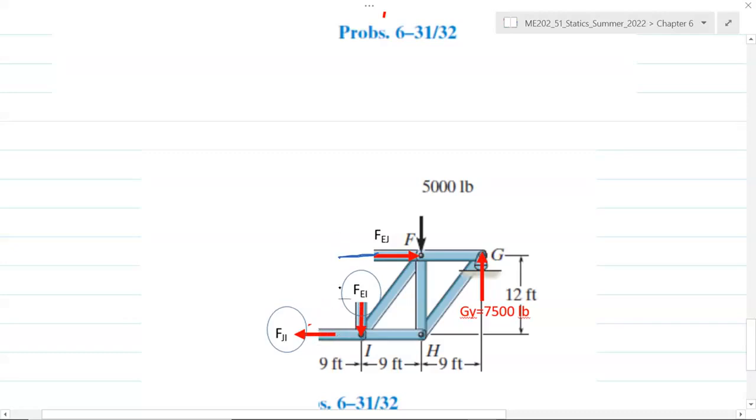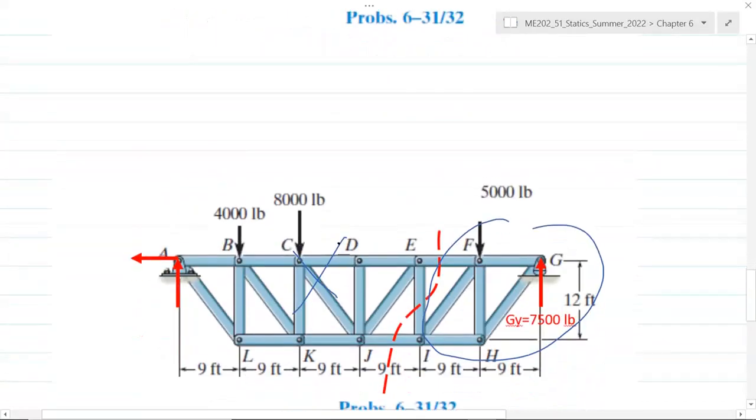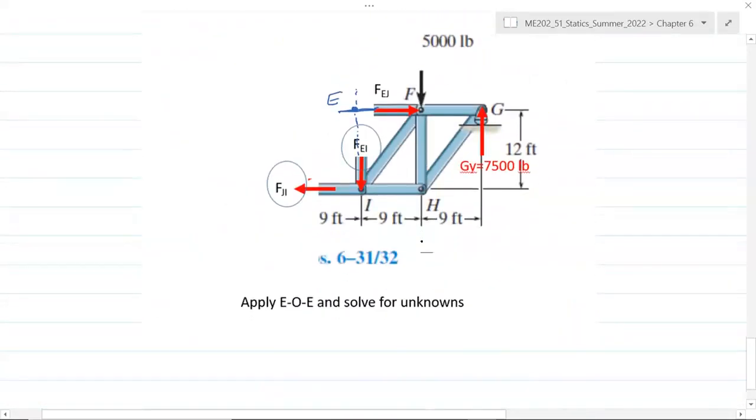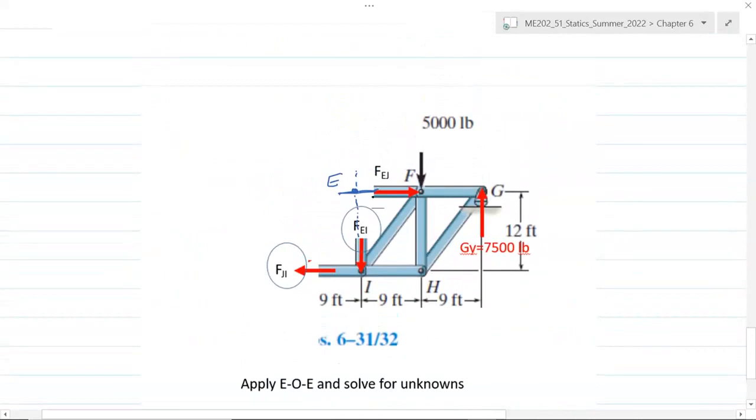Even though we have taken the cross section, we can still extend these two lines, and the point where they meet is E. Because that's still the point which is connected to both of these members, I have extended them. So we have three unknowns. This is our new problem: Fej, Fei, and Fji. The externally applied force is 5,000 Newton, and the support reaction is 7,500 Newton. Now we can solve for these three unknowns using our three equations of equilibrium.